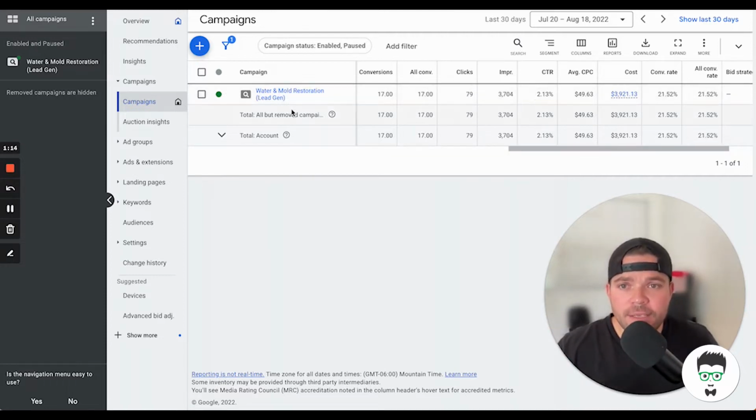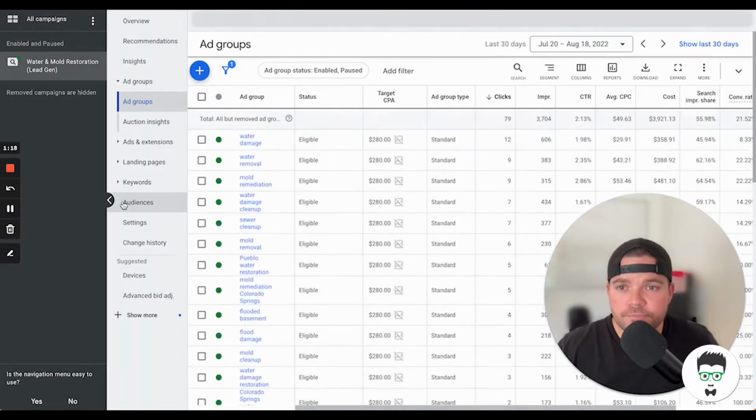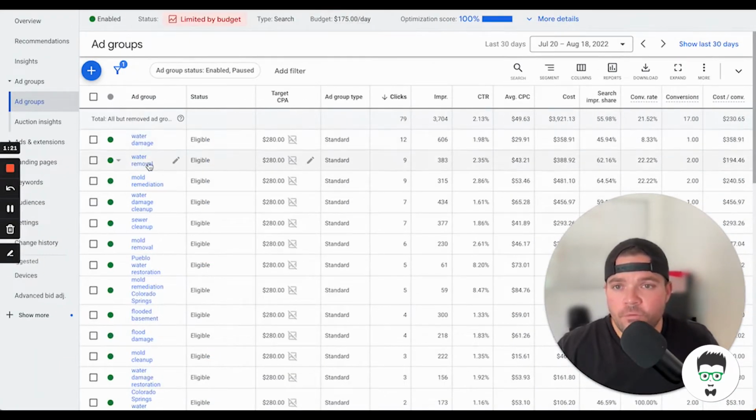So let's take a look at the ad groups that we're using on this campaign. We have water damage, water removal, mold remediation, water damage cleanup, sewer cleanup, mold removal, Pueblo water restoration, and mold remediation Colorado Springs. These are driving the majority of the conversions. And then we have a target CPA of $280 per lead set up on this campaign.